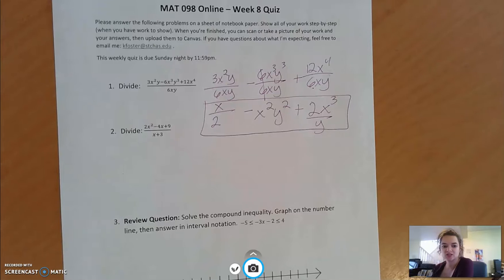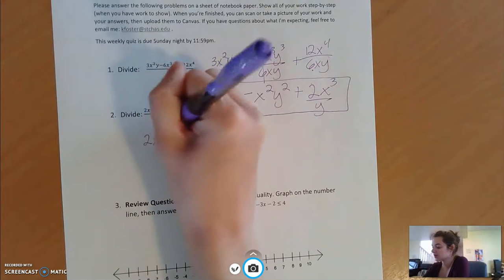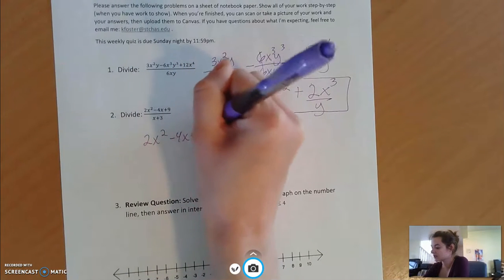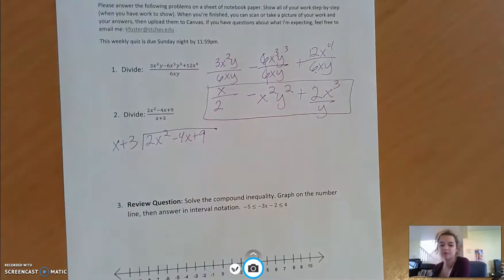The next one I asked you guys to do was 2x squared minus 4x plus 9 divided by x plus 3. X plus 3 is not a monomial, it's a binomial, which means you have to use long division. You ready? So we're going to do 2x squared minus 4x plus 9, and we're going to divide by x plus 3. Long division for polynomials actually follows the same steps as regular long division.